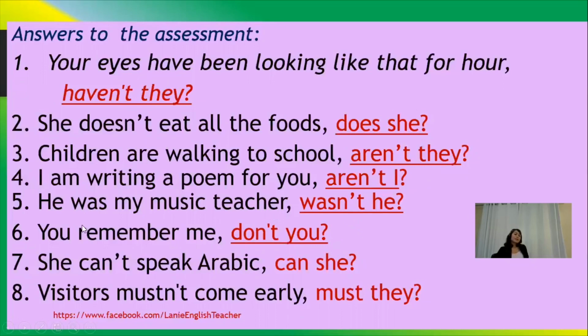And number 6, you remember me? You remember me, don't you? Number 7, she can't speak Arabic, can she? Number 8, visitors must not or mustn't come early, must they? Alright, so did you get a perfect score? Well, good job.